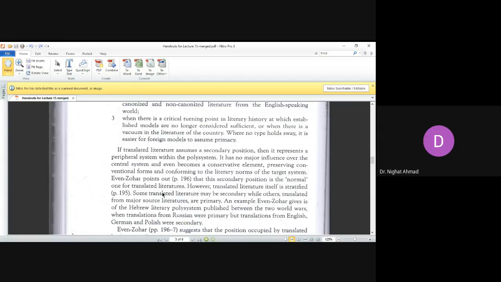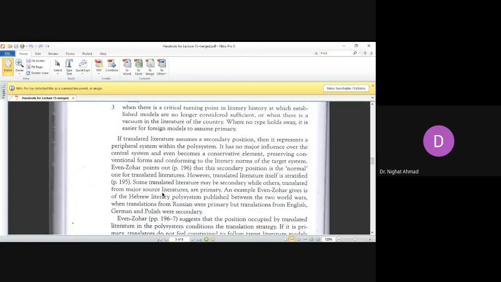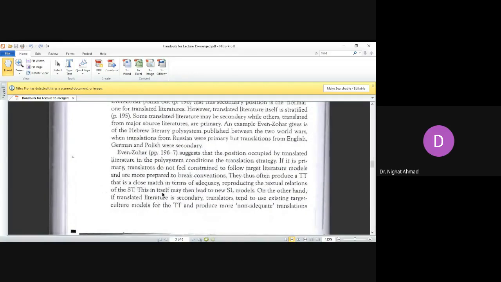So it changes with times. Within the polysystem it might change. In the Hebrew literary polysystem published between two world wars, translation was considered superior because translations were coming from Russia, and Russian was considered primary, whereas English and other European languages were considered secondary. So even Zohar suggests that the position occupied by translated literature in a polysystem conditions the translation strategy.